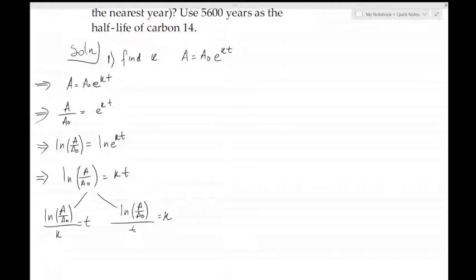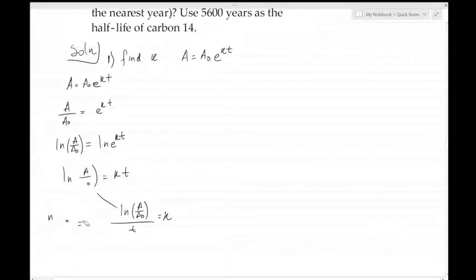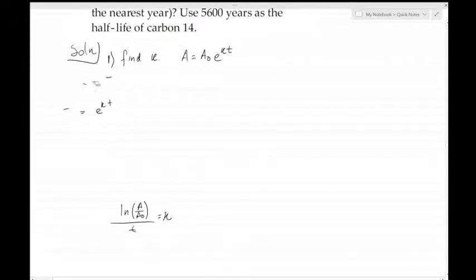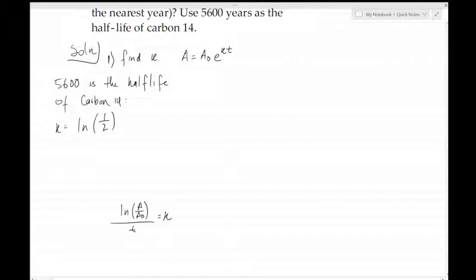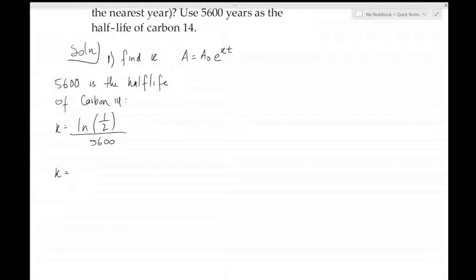In step one, like I said, we're solving for k. So I'm going to erase all of this and use that definition to find the value of k with the given information. So, knowing that 5,600 is the half-life of the carbon, I'm going to do the following. So, k is equal to ln of 1/2 over the amount of time that it takes for that to be half of the amount. Okay, so plug that into the calculator and we'll get the value of k.